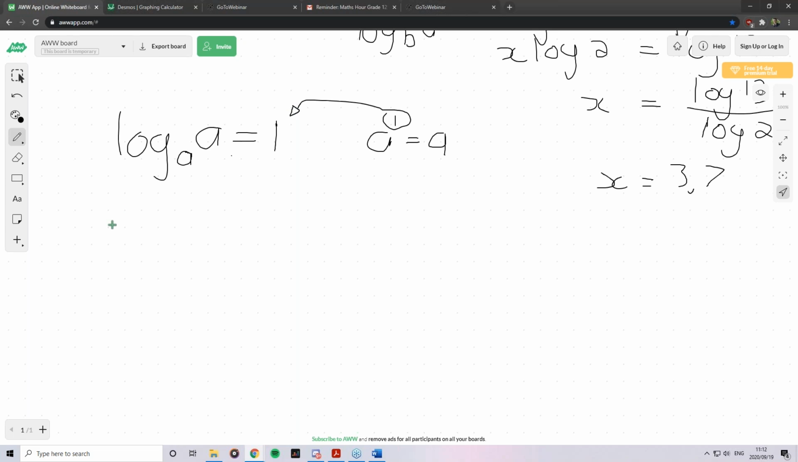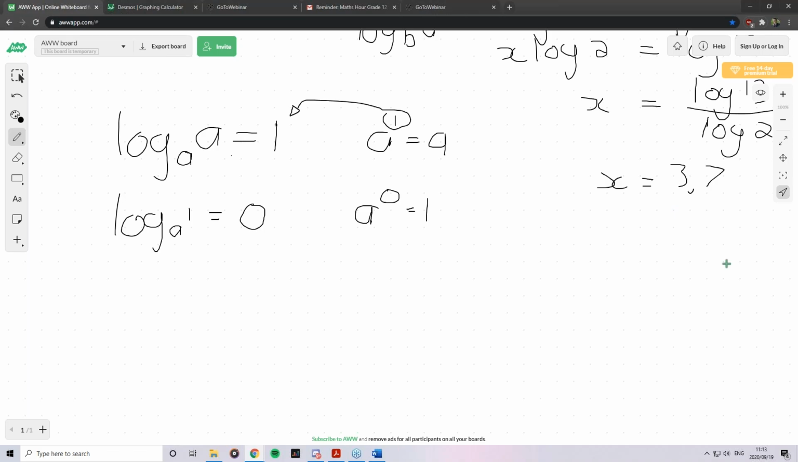If I also have log base a of 1, this is equal to 0. This is because a to the power of 0 is equal to 1. Remember that anything to the power of 0 is just 1. So what do I raise a by to get to 1? My answer is 0, because a to the power of 0 is equal to 1. Now that we have that out of the way, that is all the theory.